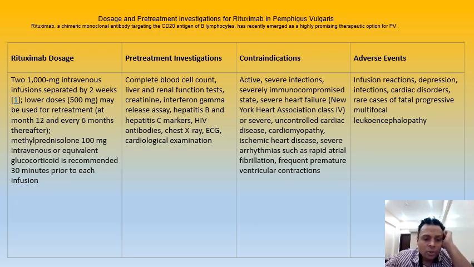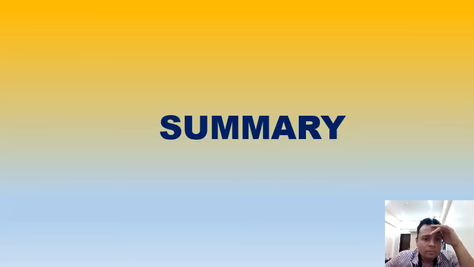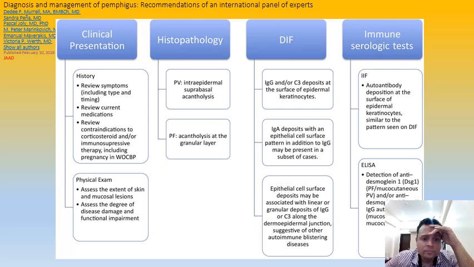Okay. And always remember, you have to give pre-rituximab medication. Pre-medication is very important for the infusion-related condition. There are a lot of cardiac side effects, and leukoencephalopathy. It can cause depression and infection, mainly infections. Okay. And this is the slide we have already seen. Actually, this is a summary. We have already seen the JAD.